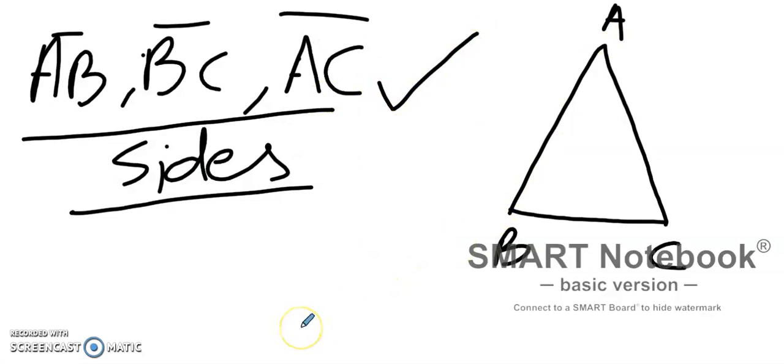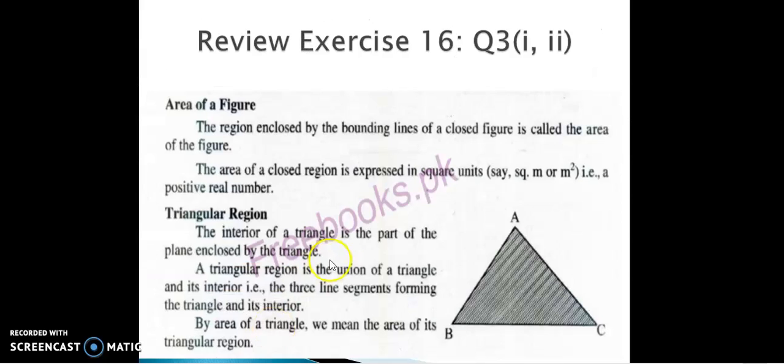These bounding lines meet together, and that's why this is called a closed figure. So that's why this is called the area of the figure. The area of a closed region is expressed in square units, that is a positive real number, as we have discussed in question number 2. In all of those 4 parts we have found that the area is in centimeter square. If the sides are given in meter, definitely the area would be in meter square and so on.